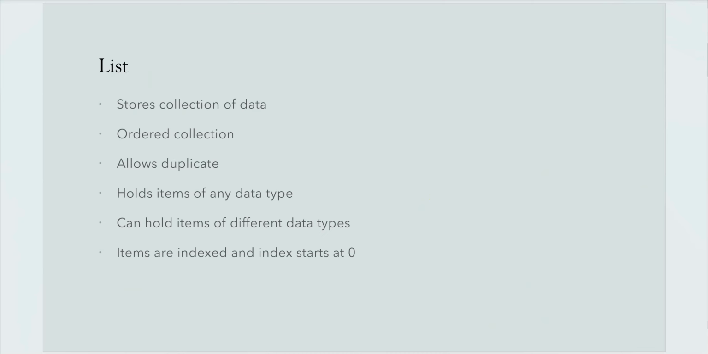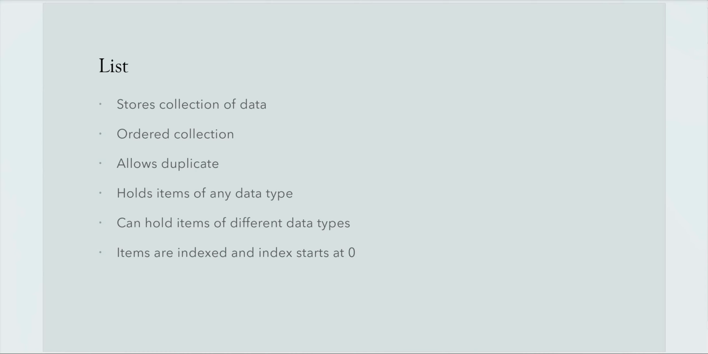Let's have a look at a few of the key properties of list. As I said, list is used to store collections of data, and it is an ordered collection, which means that whenever you append an item, it will be appended at the end of the list, and the order of the items will not change automatically. Even if you remove an item, the rest of the items will be shifted up accordingly. List also allows duplicates, so we can add multiple items with the same values.